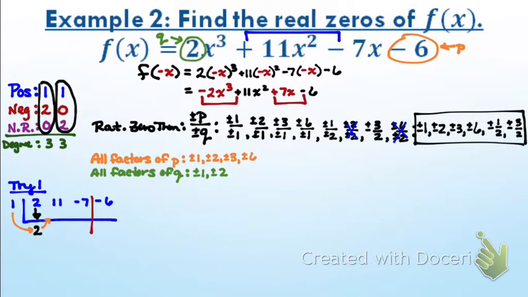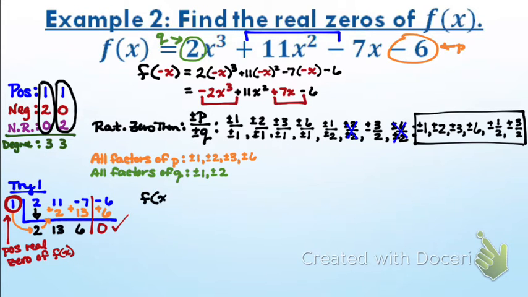Multiply these two together. 1 times 2 gives me 2, and then I add. So I have 13. 1 times 13 gives me 13. -7 plus 13. 6. That makes me happy. Why? I'm going to get a 0 over here. So this is the positive real 0 of f of x.